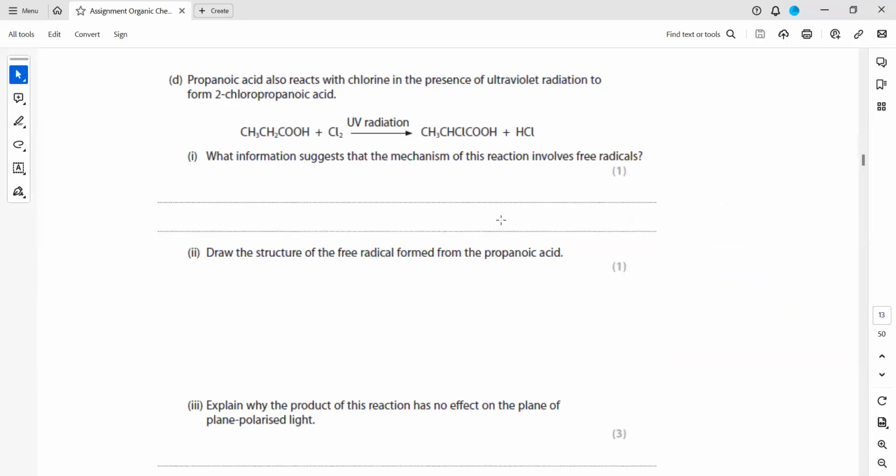In part D, propanoic acid also reacts with chlorine in the presence of UV to form 2-chloropropanoic acid. What information suggests that the mechanism of this reaction involves free radicals? Because we are using UV light. Ultraviolet light is used to break the bonds and make free radicals. So the information that suggests the mechanism involves free radicals is the ultraviolet light.